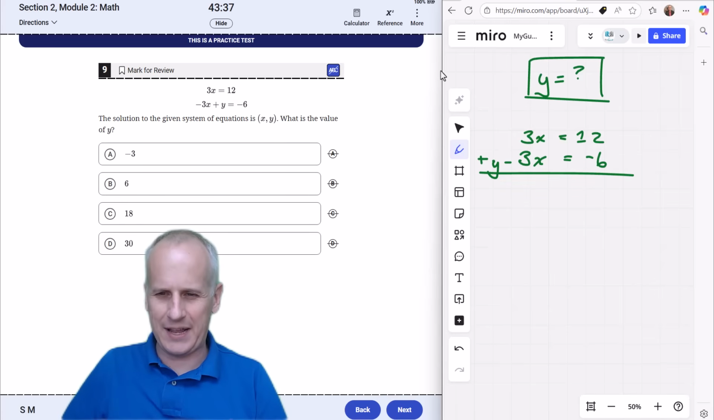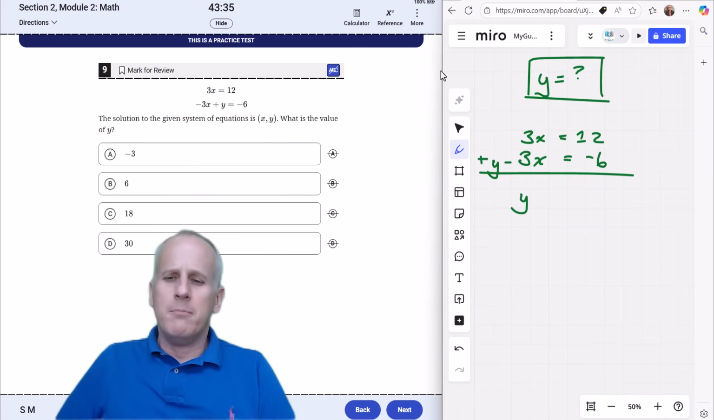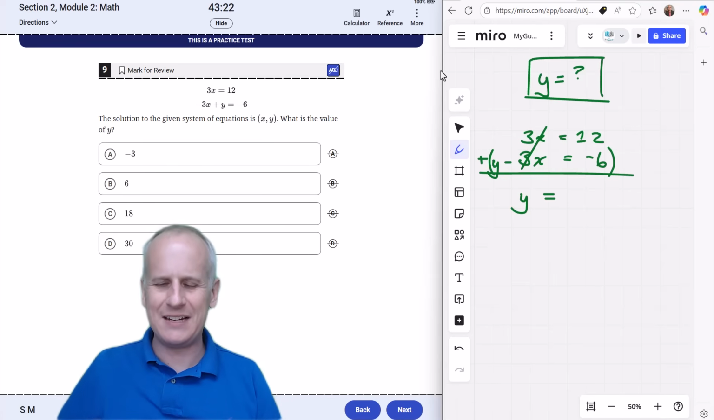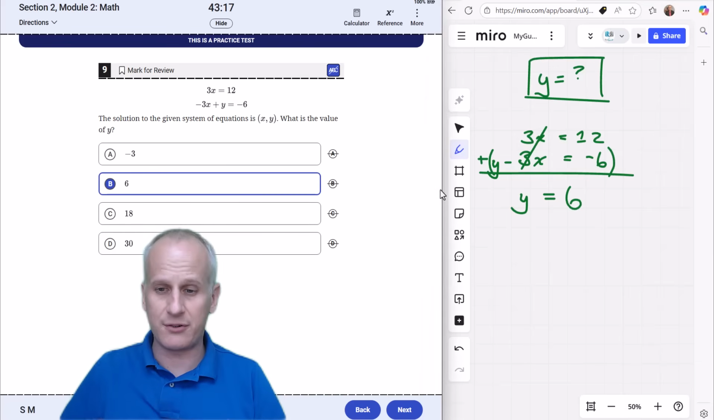So if I just add a y, I get a y. But if we add negative 3x to 3x, the 3x's cancel out, and then we'd have 12 plus negative x. Remember, you have to distribute this addition throughout the second equation, and 12 plus negative 6 is going to be equal to 12 minus 6, or positive 6, which is our correct answer of B.